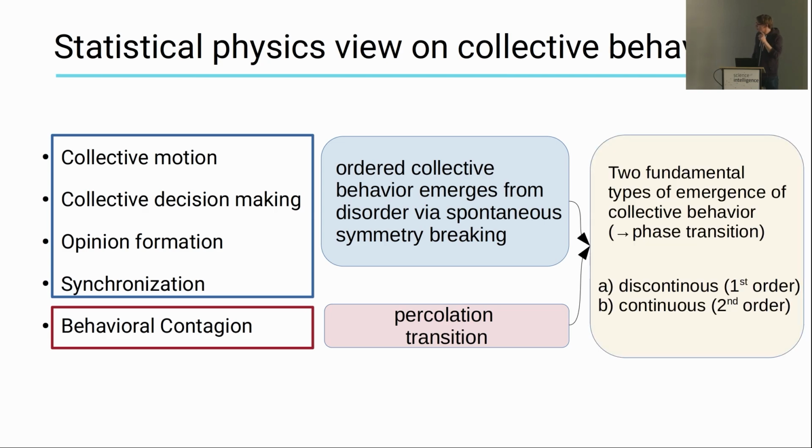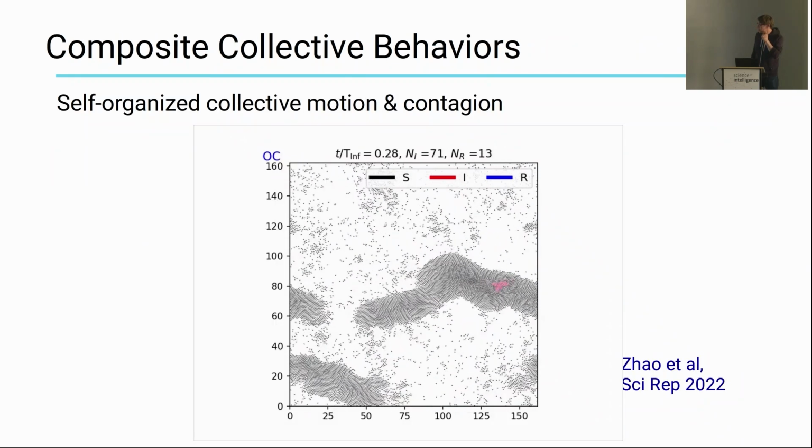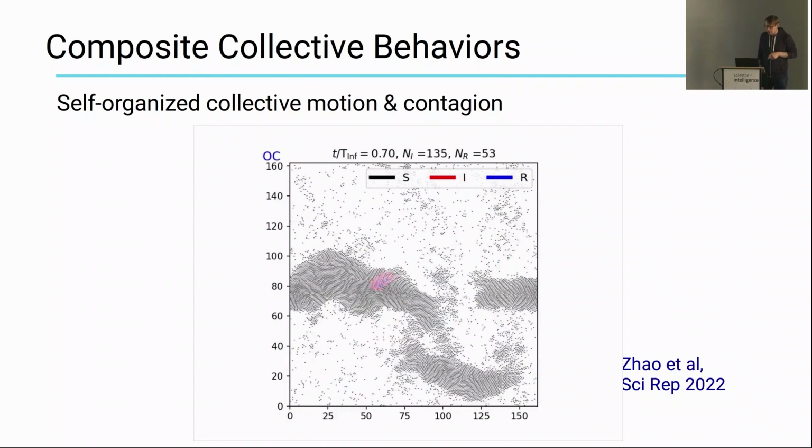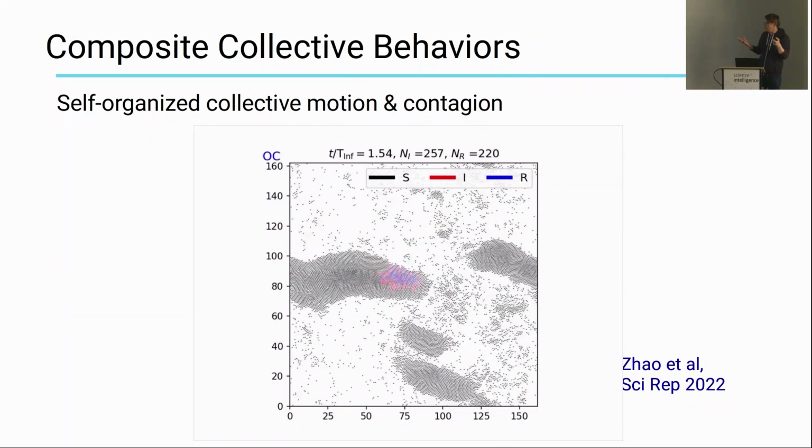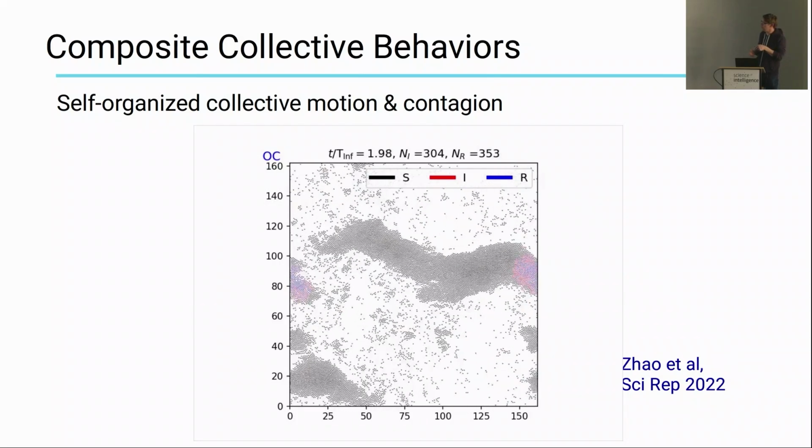Okay, because I'm running out of time, I will skip the rest and very briefly talk only about the composite behaviors. Here you can look at processes where you combine two of these things, for example, collective movement and contagion spreading. Here we have self-organized groups forming, but this color encodes information spreading through the group through a contagion process. So there's a combination of both processes.